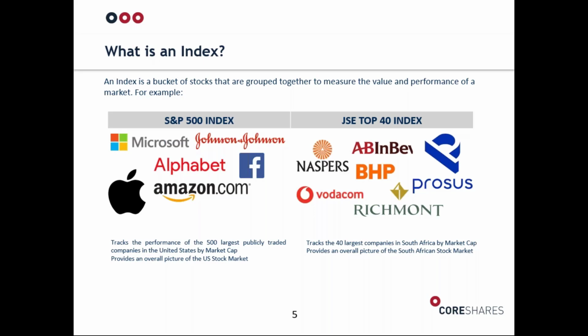Similarly, the JSE Top 40 index tracks the 40 largest companies in South Africa by market cap. And this index provides an overall picture of the South African stock market and represents more than 80% of the value of the companies that are listed on the JSE. Some popular constituents here would be companies like Naspers, Vodacom, AB InBev, BHP. Both these indices are market cap weighted. And this means that larger companies will have a greater weighting in the index than the smaller companies.